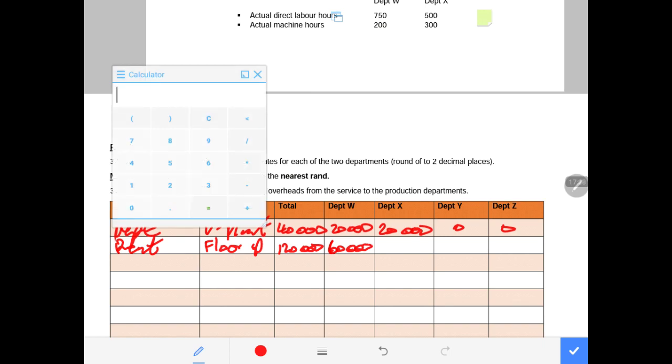In the second department, it will be 400, divide this by 1,500. Then we multiply this by 120,000. We get, there must be something wrong there, 400 divided by 1.5 equals, multiply this by 120,000. We get 32,000. Just round off to the whole number nearest reference.